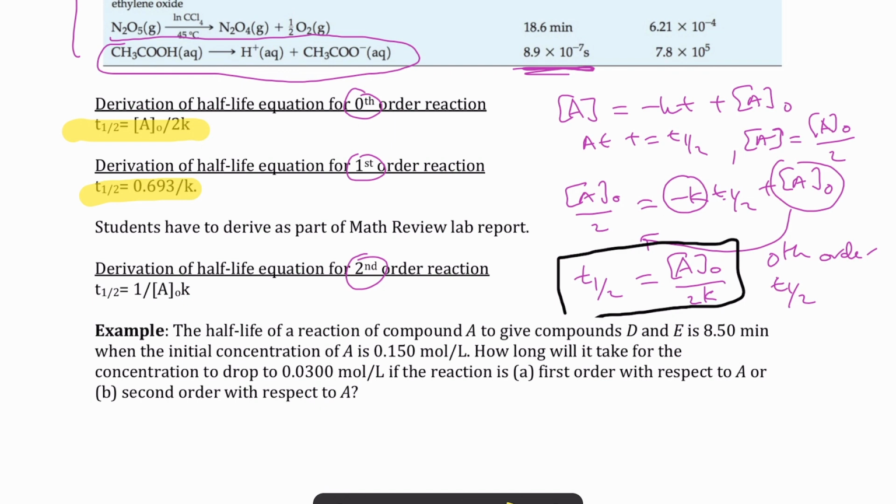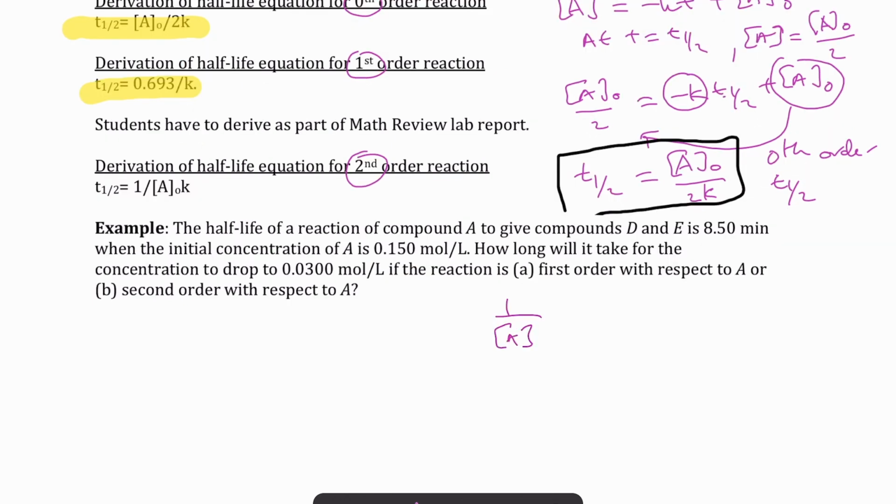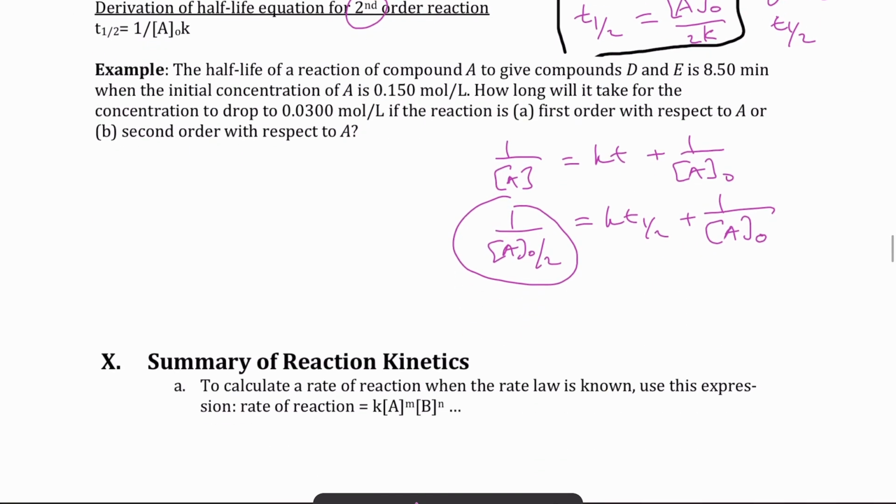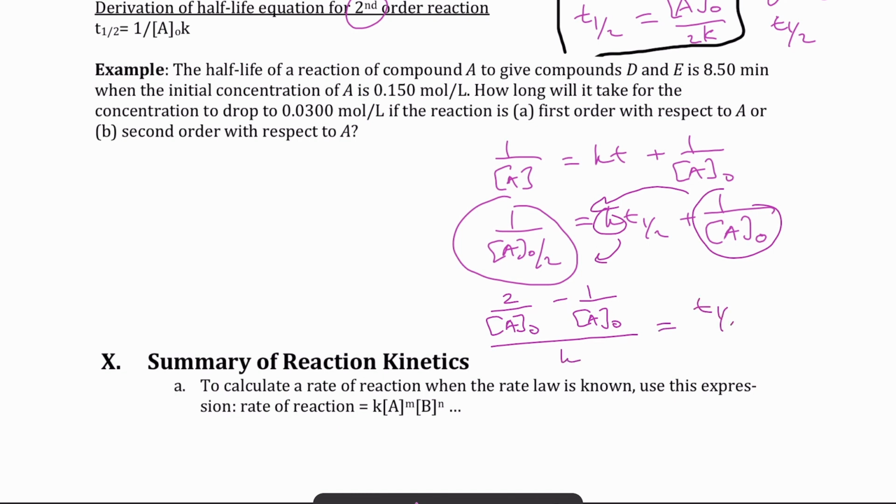Now for the 2nd order, again, we start with the integrated rate law, which looks like this. When t is equal to T1/2, the concentration of A is equal to A naught over 2. So that's what I just substituted there. And of course, this whole expression right here is the same as 2 over A naught. And then if you bring this to the other side, that becomes minus 1 over A naught. And then if you bring the k to the other side, now you're dividing by k, and that whole expression is equal to T1/2.